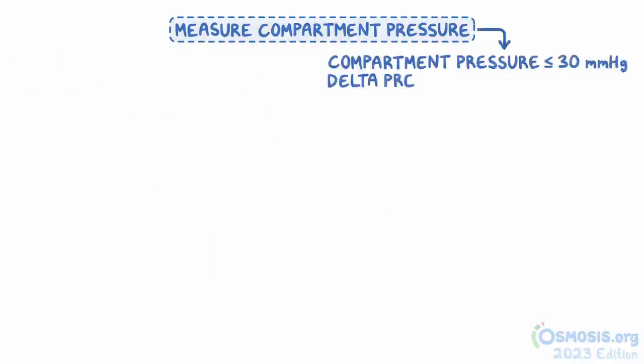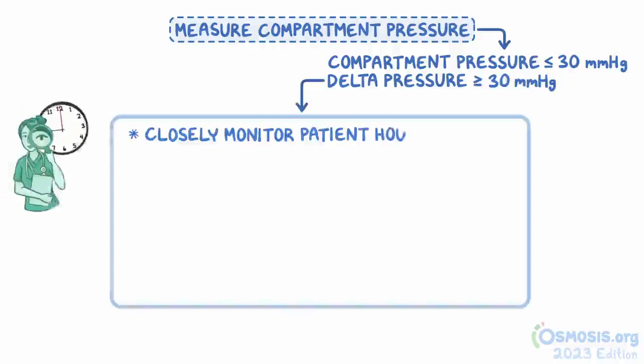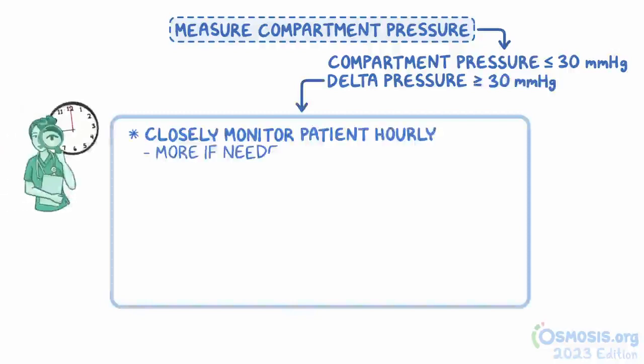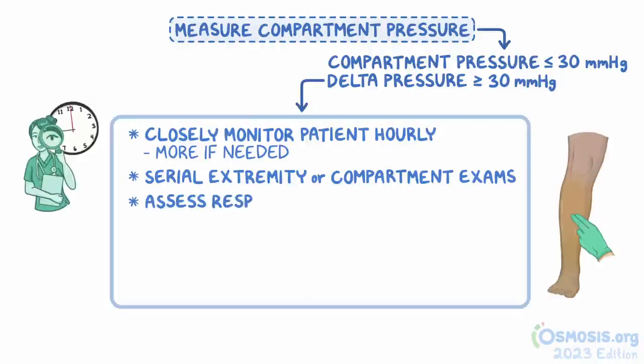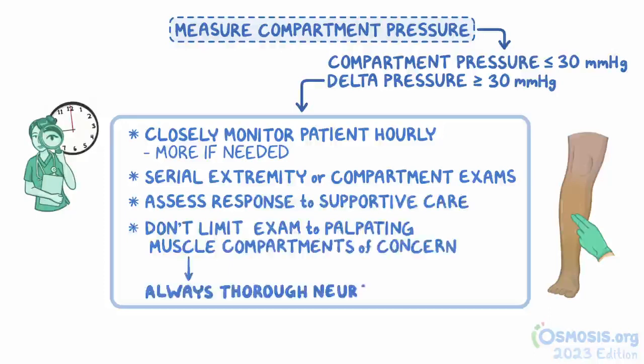However, let's say you measure the compartment pressure and the absolute value is less than 30 millimeters of mercury, and the delta pressure is more than 30 millimeters of mercury. At this point, continue to closely monitor the patient hourly, or even more frequently if needed, with serial extremity or compartment exams, and assess their response to supportive care. Don't limit your exam to simply palpating the muscle compartments of concern. Always perform a thorough neurovascular exam too.